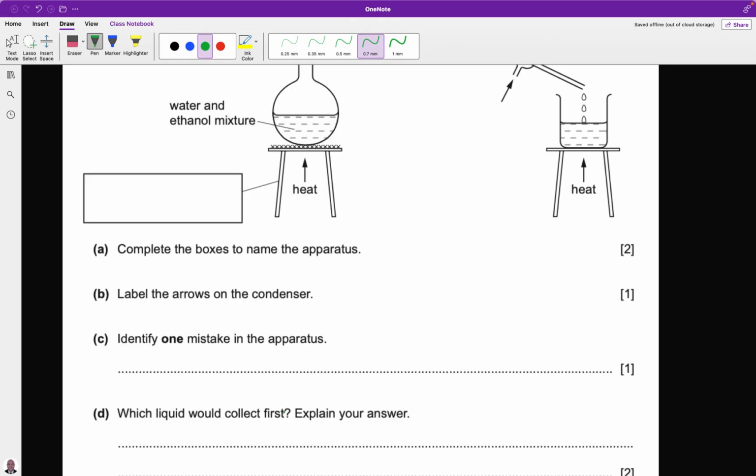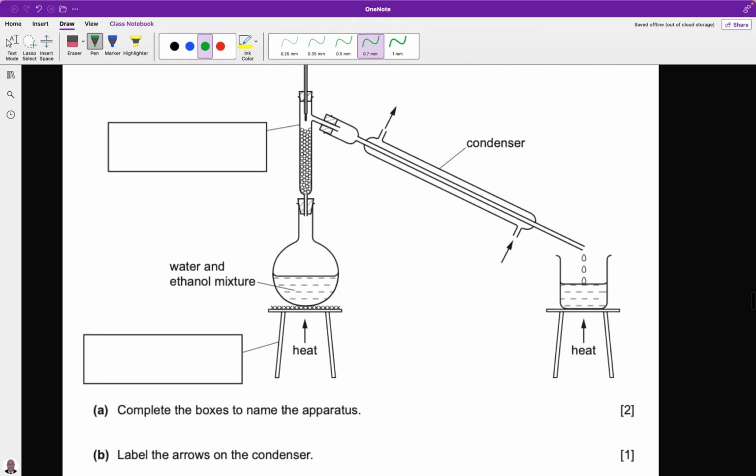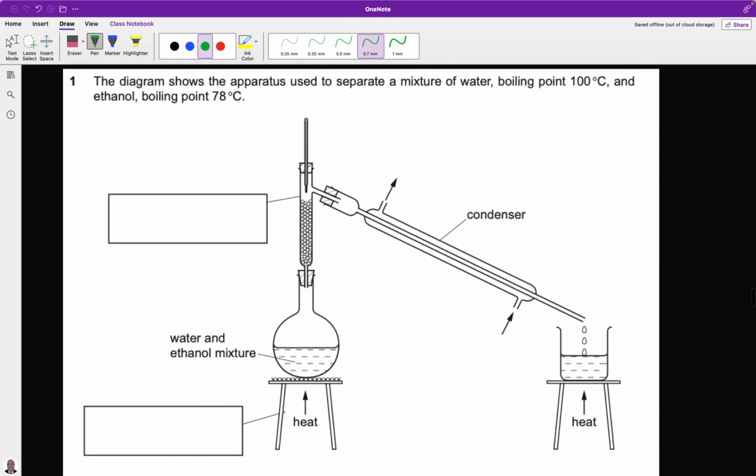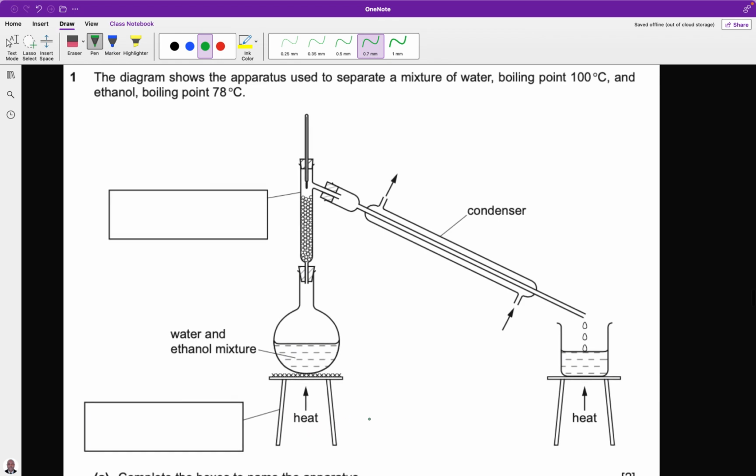The D part of it. Which liquid collects first? Explain your reason. We did the separation of ethanol in our lesson. We know that the liquid that separates first is the one with a lower boiling point, and the one with the lower boiling point is ethanol.